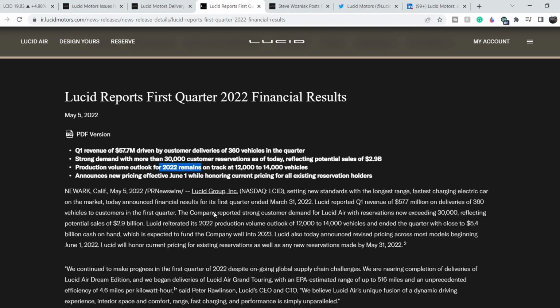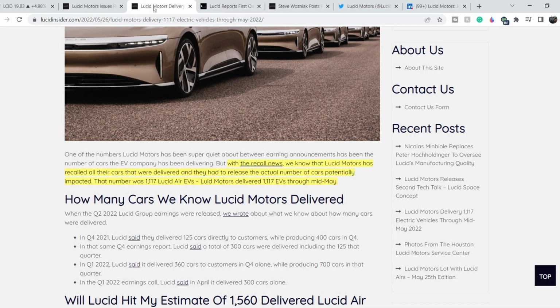And this is the official press release that they published on May the 5th on their website. It is the information from their first quarter 2022 financial report. Definitely, to achieve at least the lower border of this production rate, they have to literally triple their deliveries, because it is the total number of their vehicles that were delivered. In mid-May, let's assume that they delivered these vehicles by the beginning of May.